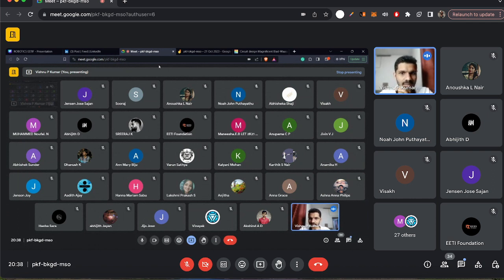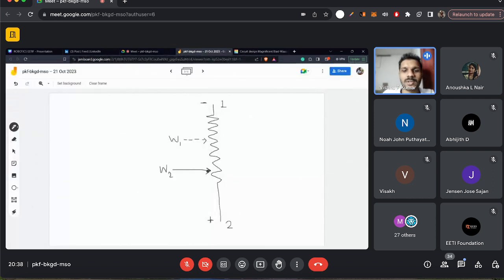I think, yeah, I'll just tell the answer. Okay. So W2 will be having more potential because between W2 and the pin number 2, there's still a small resistance, right? And from ground to the wiper 2 position, there's a larger resistance. So W2 voltage will be more towards the positive side.